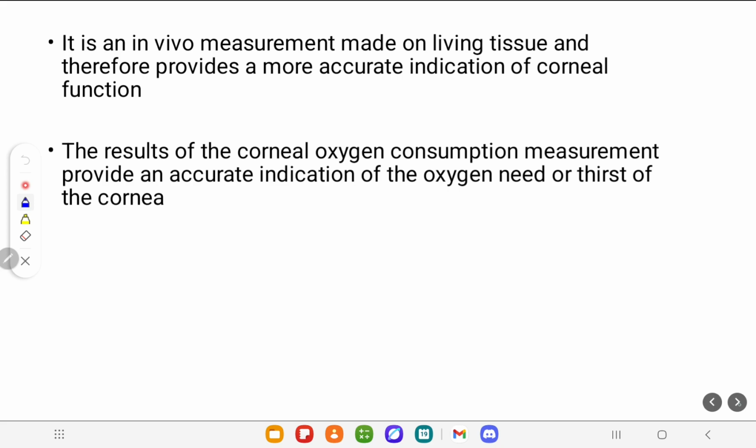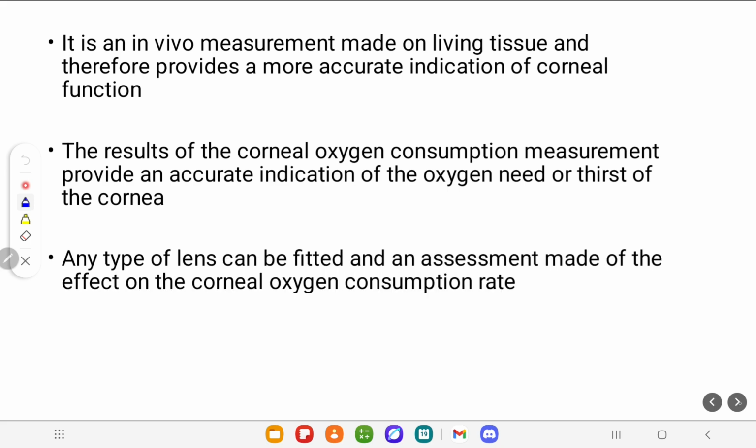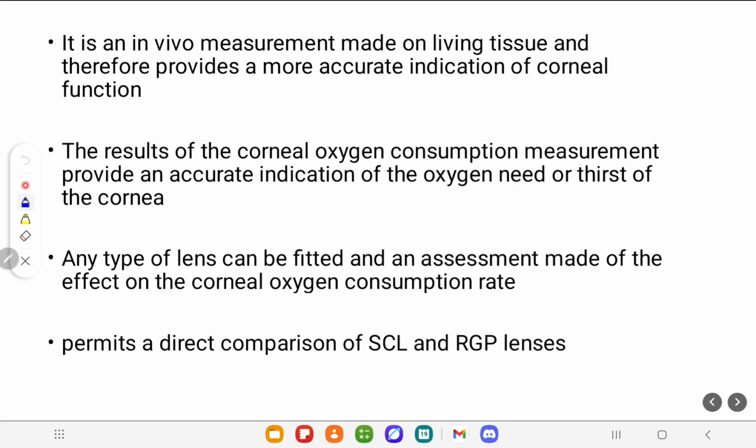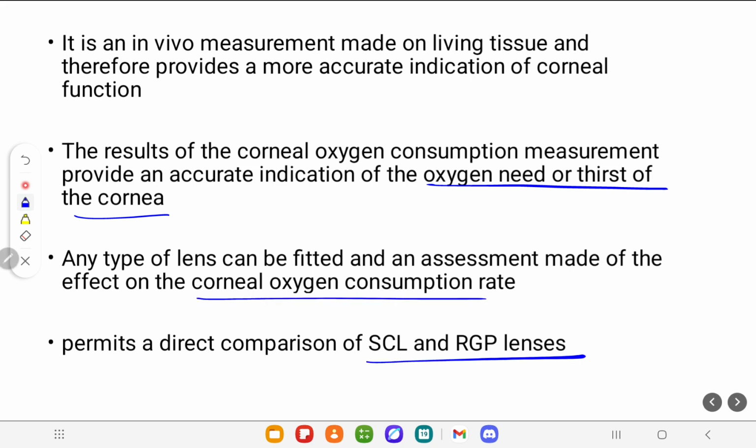In vivo measurement is made on the living tissue and therefore provides a more accurate indication of corneal function. Another advantage is that the corneal oxygen consumption measurement provides an accurate indication of the oxygen needed or thirst of the cornea. Any type of lens can be fitted and assessed based on the effect on corneal oxygen consumption rate. So it permits direct comparison of soft contact lens and RGP contact lens.